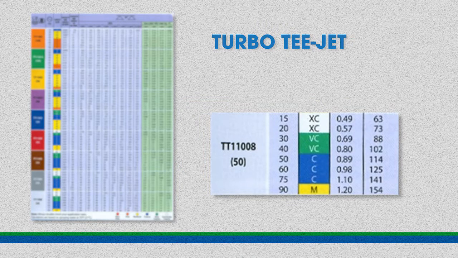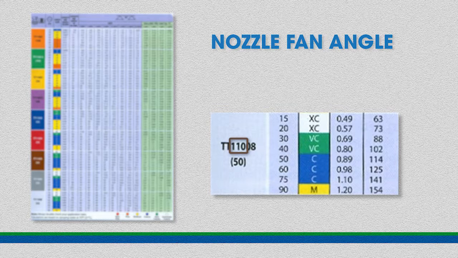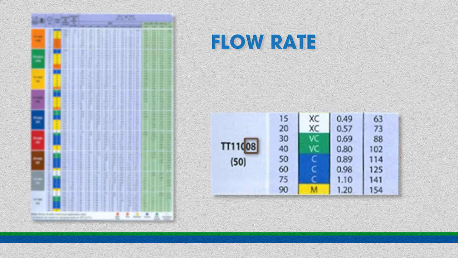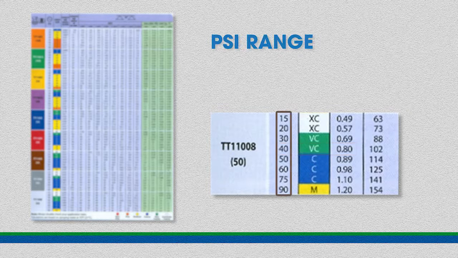We go down to the nozzle on the last part of the page, TT11008. Again, it's a Turbo TeeJet nozzle. It has a 110 degree fan angle. 08, we put a decimal between the 0 and 8. This nozzle produces a flow rate of 0.8 gallons per minute when operated at 40 psi. So what we would do then is look at the next column. The next column is the pressure, the psi range for this nozzle. You'll notice no matter what orifice size you get, the nozzle should be operated somewhere between 15 and 90 psi.